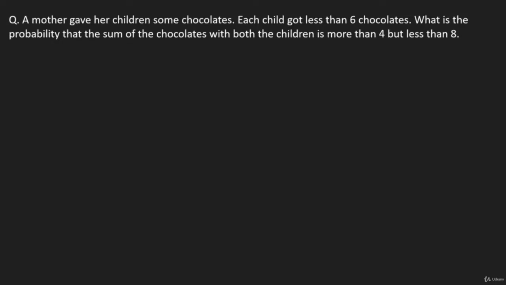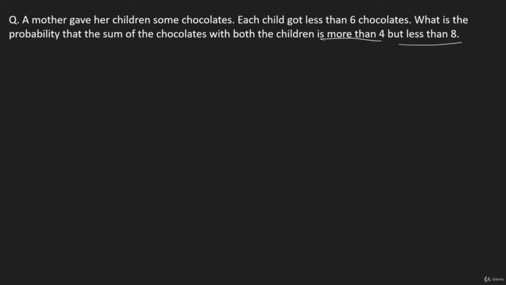Let's do this question. A mother gave her children some chocolates. Each child got less than 6 chocolates. What is the probability that the sum of the chocolates with both the children is more than 4 but less than 8? Pause the video, give it a try, and then let's do it together. Alright, we are back. I hope you have given it a try.